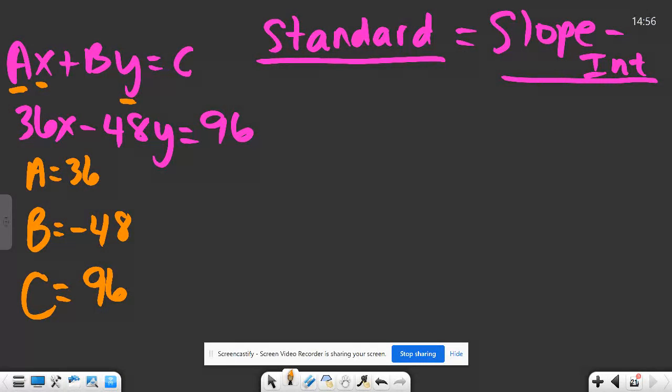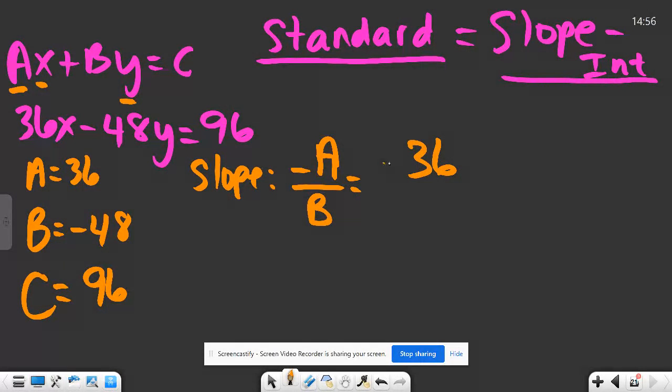Once you figure that out, your slope is negative A over B. So in order to find my slope, my A is 36, but we have to make it negative all the time. And your B in this case is 48, negative 48.